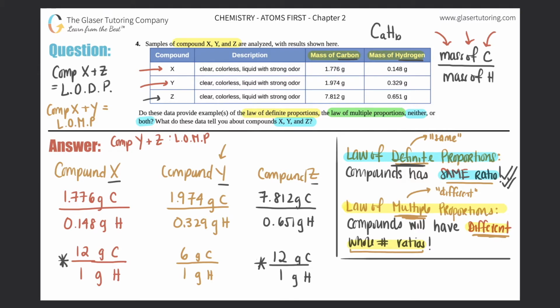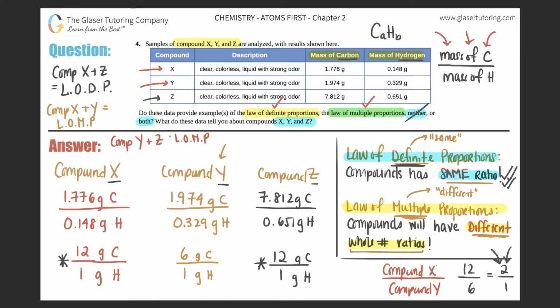So we did show law of definite proportions by having the same ratio, and we showed the law of multiple proportions because we had the nice whole numbers, right? You could do compound X over, I just want to show you guys, compound Y, and the number that we got for X was 12, and the number we got for Y was 6. So it comes out to be 2 over 1. That's the nice whole number that I'm talking about, all right? So that's the law of multiple proportions.